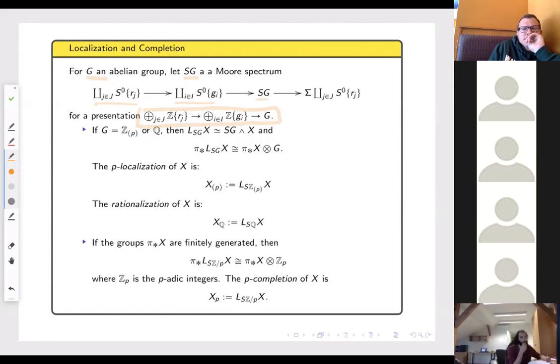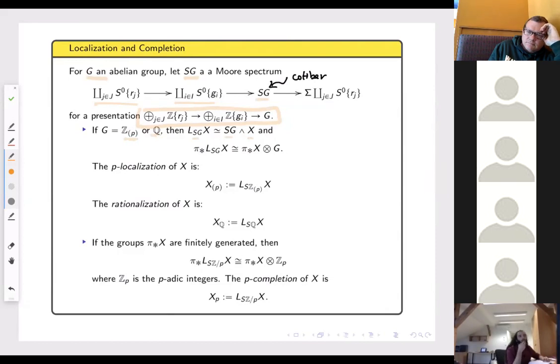So this thing is a distinguished triangle, and this is the cofiber. Okay, so that's one description of a Moore spectrum. Now, if G is the p local integers or the rationals, then it turns out that Bousfield localization at this Moore spectrum is just: you take SG and you smash it with X. Very simple to describe.